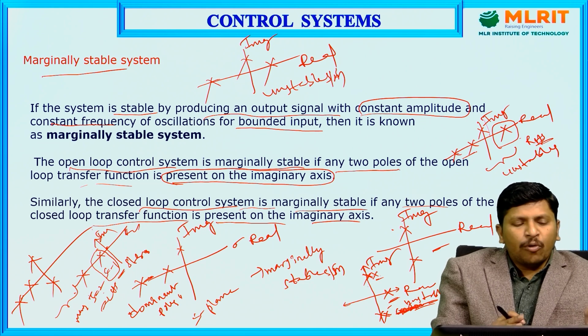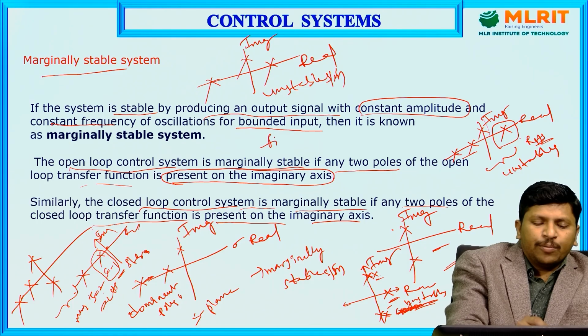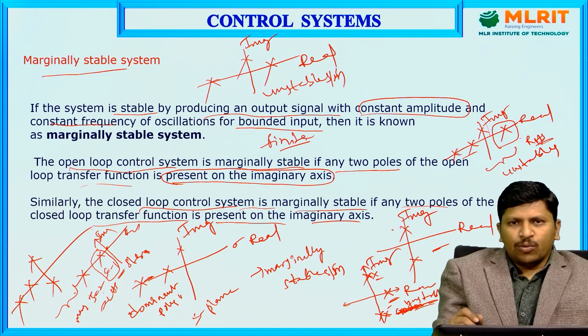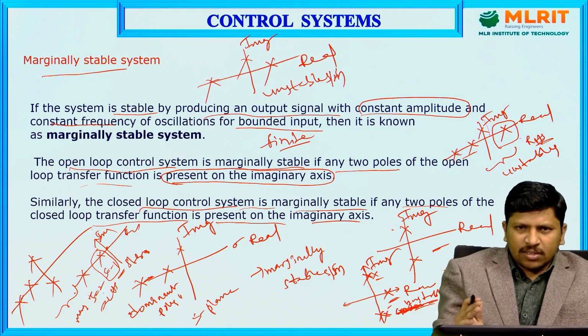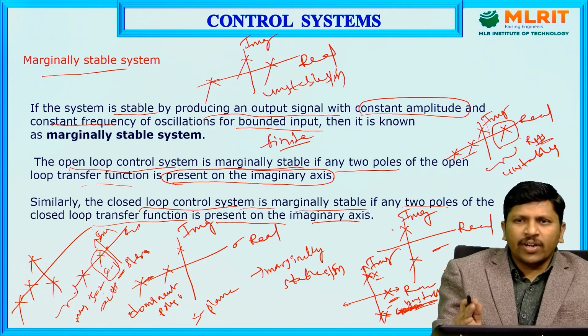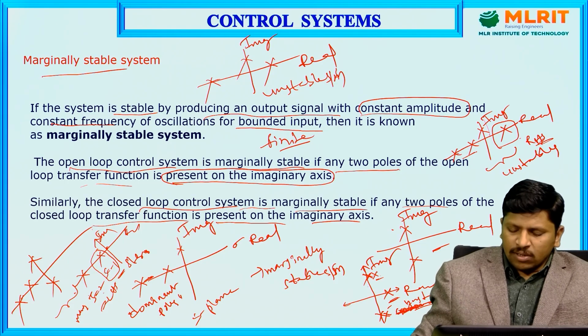Here, bounded input is nothing but finite input. For a finite input, if we get finite outputs, bounded outputs, then these types of systems are stable systems. The stability of the system is in our control only, and these types of systems are stable systems.